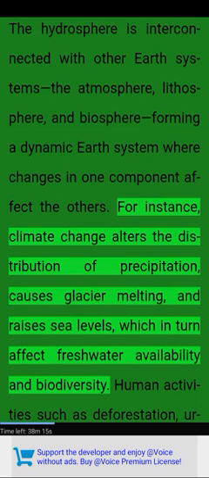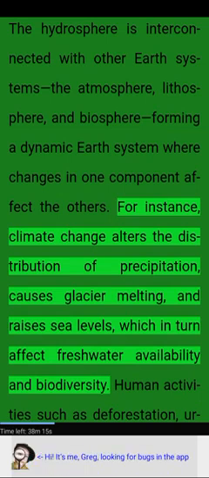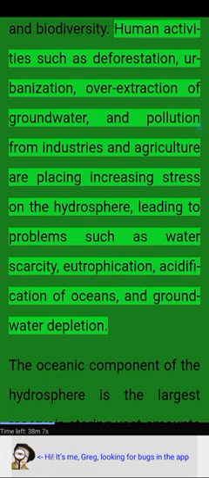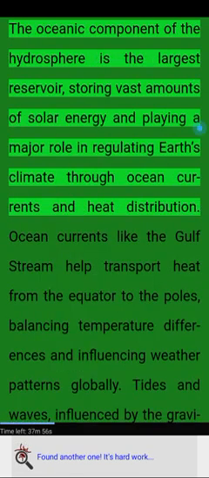For instance, climate change alters the distribution of precipitation, causes glacier melting, and raises sea levels, which in turn affect freshwater availability and biodiversity. Human activities such as deforestation, urbanization, overextraction of groundwater, and pollution from industries and agriculture are placing increasing stress on the hydrosphere, leading to problems such as water scarcity, eutrophication, acidification of oceans, and groundwater depletion. The oceanic component of the hydrosphere is the largest reservoir, storing vast amounts of solar energy and playing a major role in regulating Earth's climate through ocean currents and heat distribution.